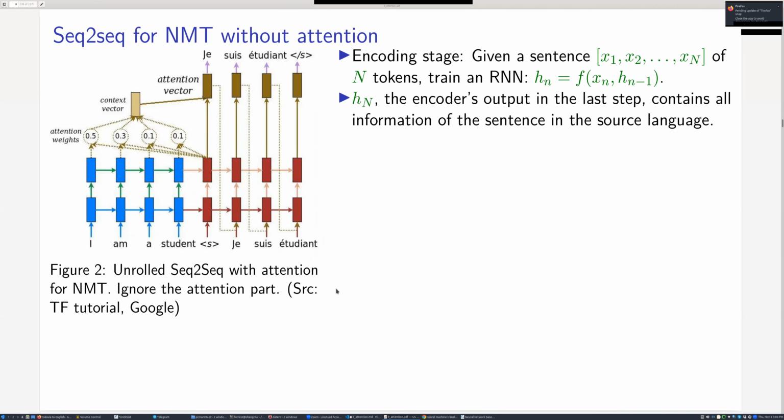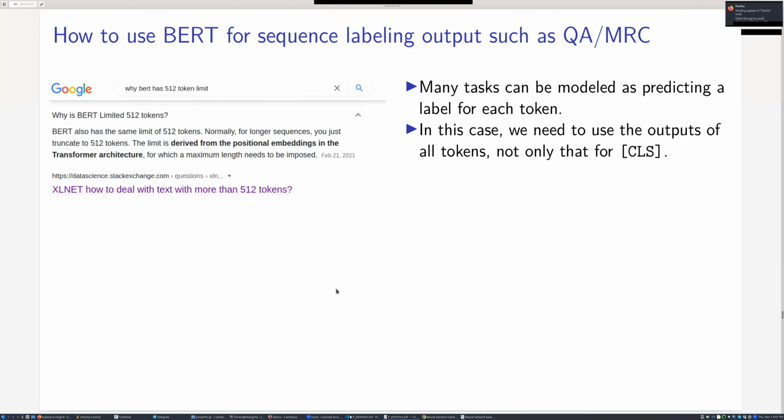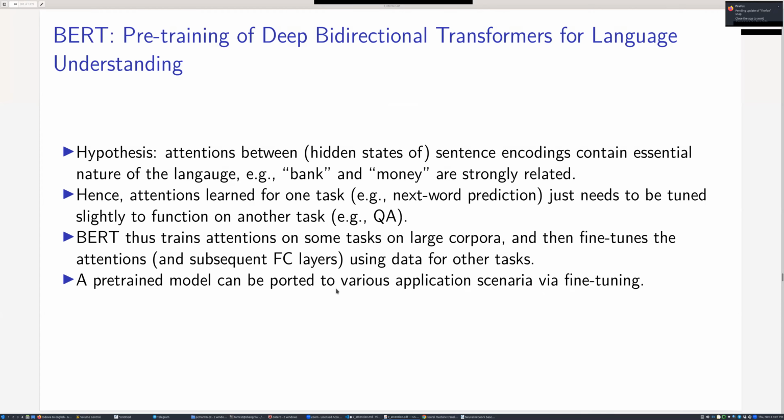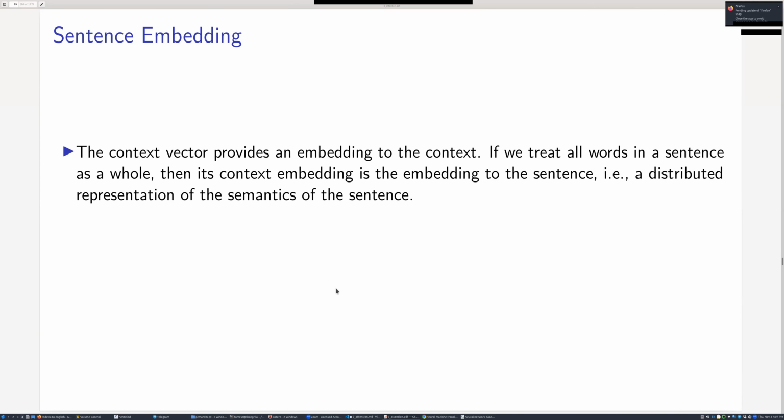So by using this attention mechanism, we can find the contextual embedding of every word. Therefore, we can also do a special kind of embedding, which we call sentence embedding. What we do is we treat all words in the sentence as a whole, and then its contextual embedding is the embedding of the sentence. Which means that we get the self-attention of all the tokens with each other, and we do a weighted sum of the word embeddings.